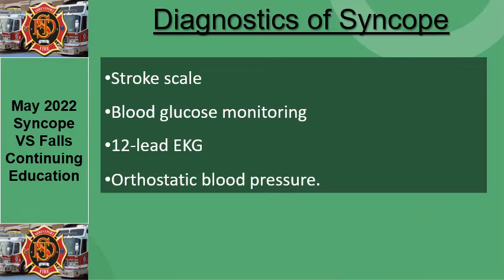So 12 lead EKGs, very important. If they're having this pre-syncopal episode and they're in SVT, well, we need to start vagal maneuvers. We need to start giving them adenosine. If they're in AFib, then we need to do vagal maneuvers. We need to give them Cardizem. What happens if they're in VTach? Well, oh my gosh, we need to give them amiodarone.